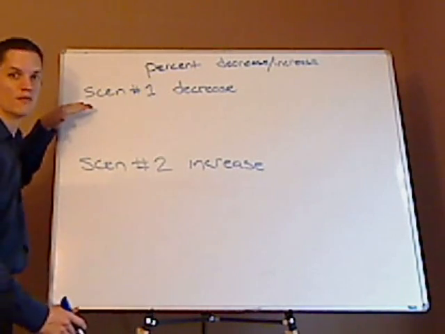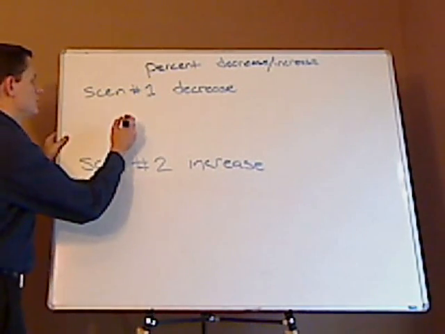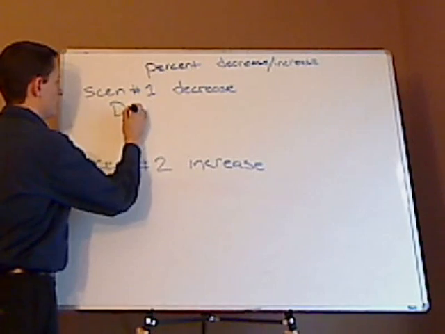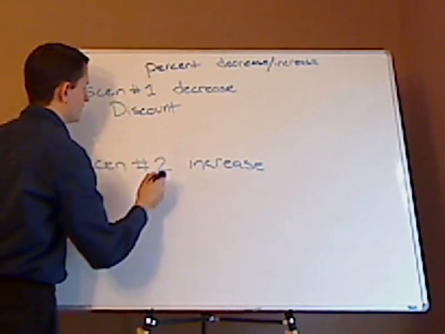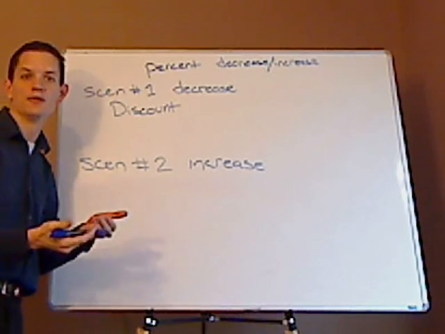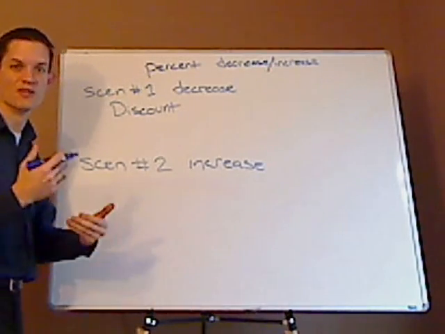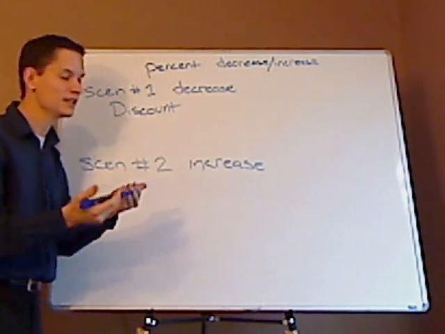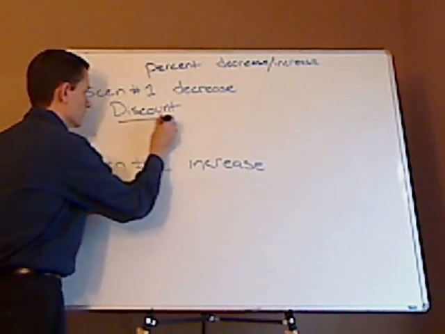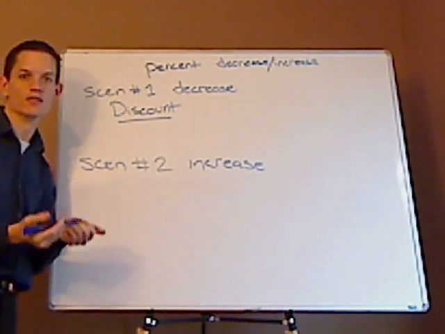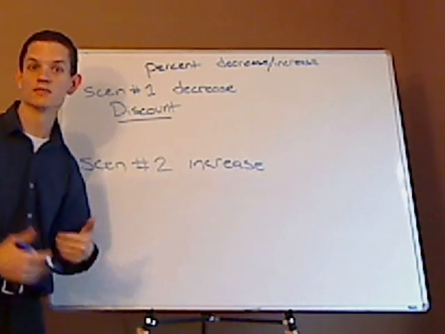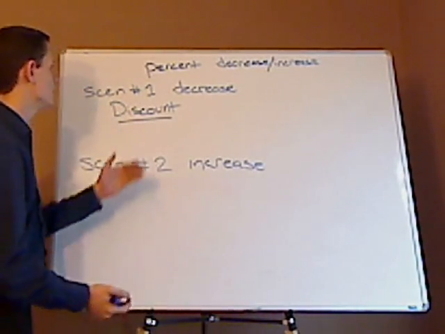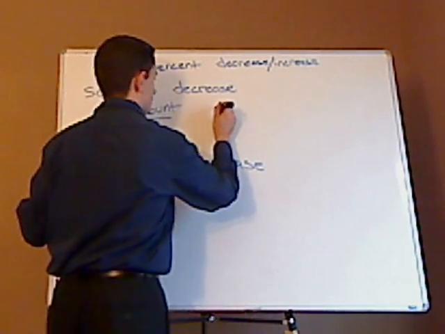Now for scenario number 1, decrease, you'll have something like discount or a population decrease. You know, it'll either say it explicitly or it'll say it implicitly with the word discount, and you'll have to assume, oh, I'm taking something off. Since I'm taking something off, I'm going to see a subtraction sign.